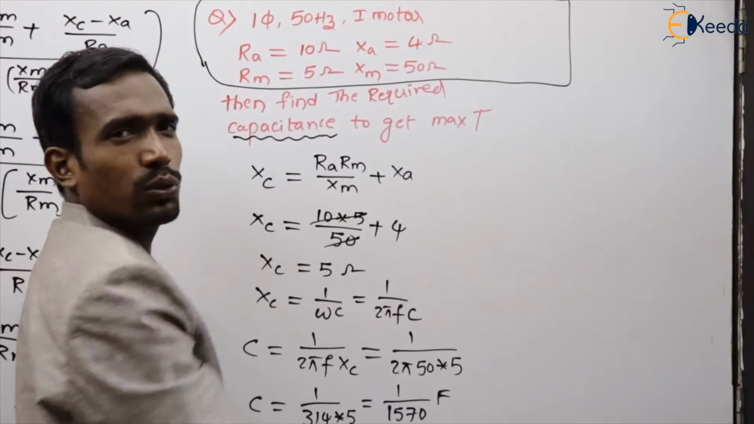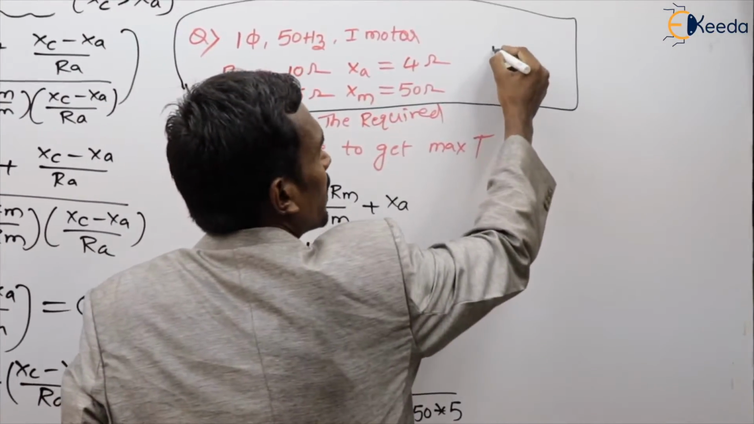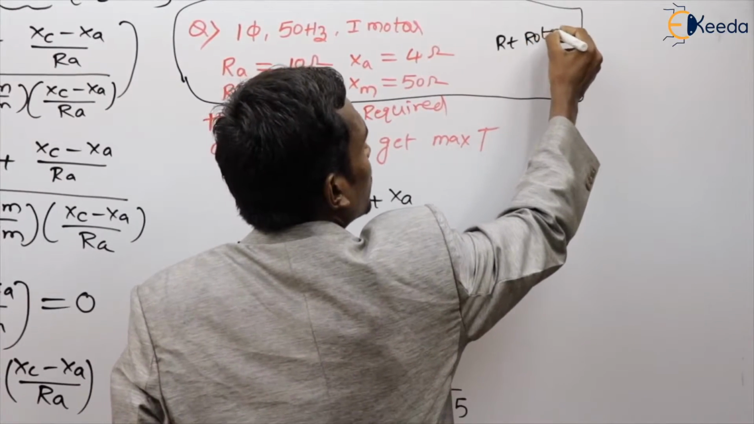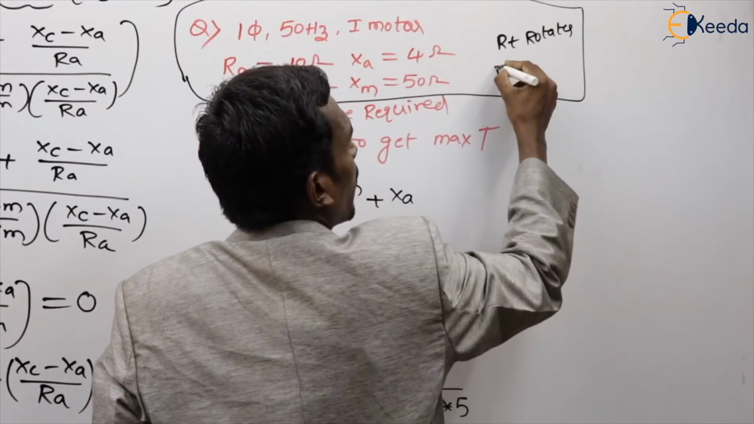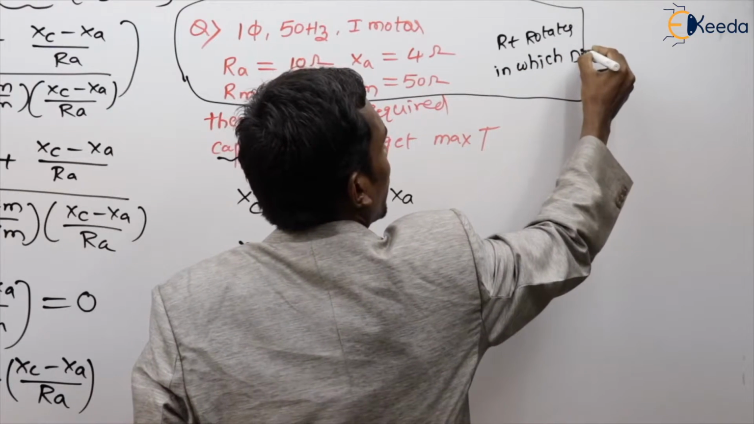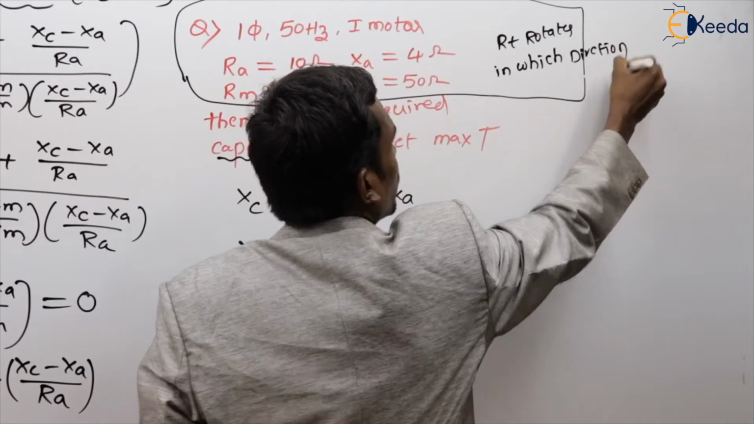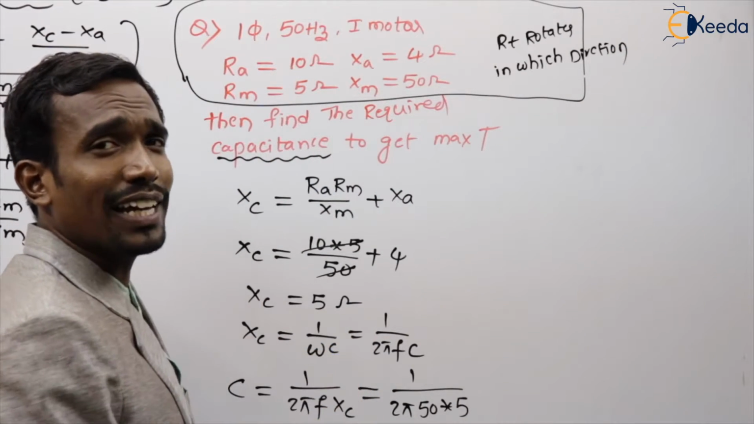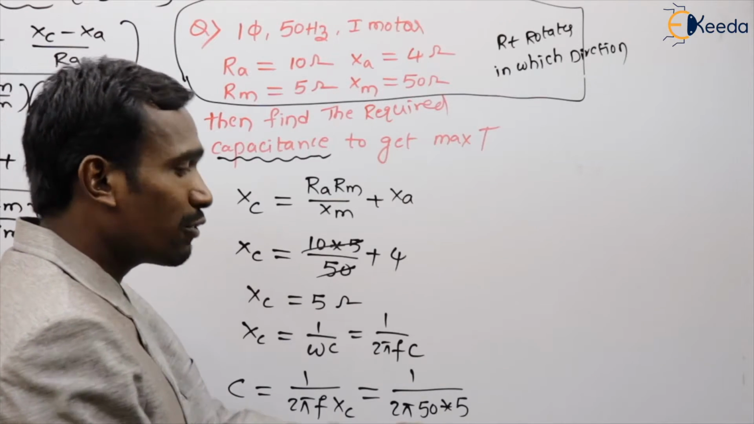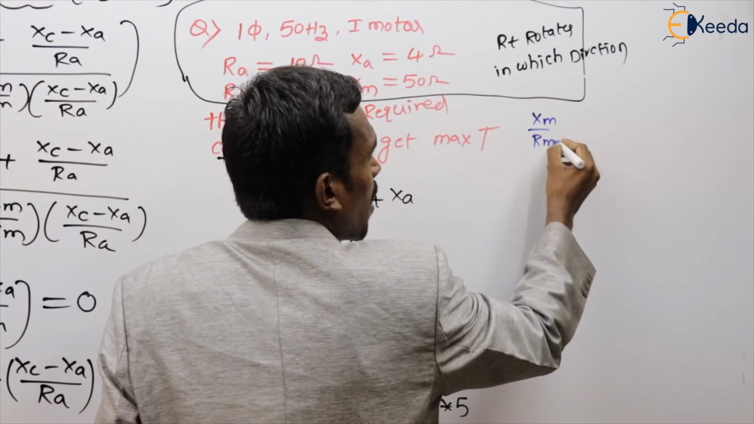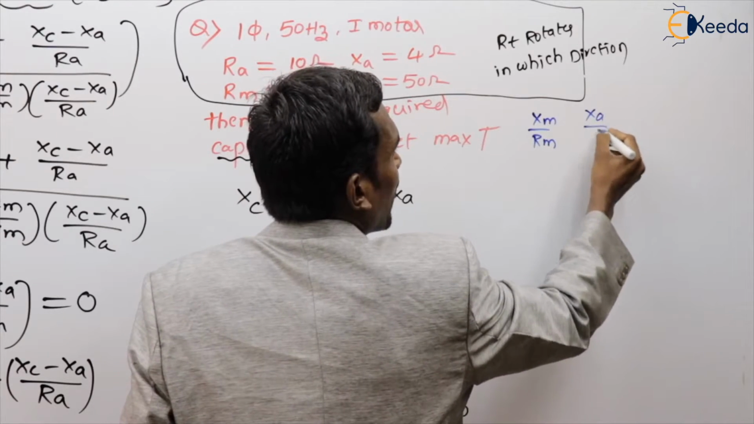And they will ask you in which direction the rotor rotates. The rotor rotates in which direction? In which direction? This is the question. Tell me, the rotor rotates in which direction now? Now you have to find out Xm by Rm and Xa by Ra.